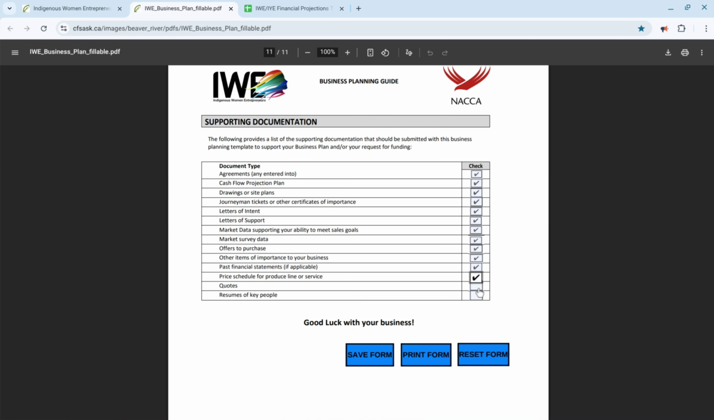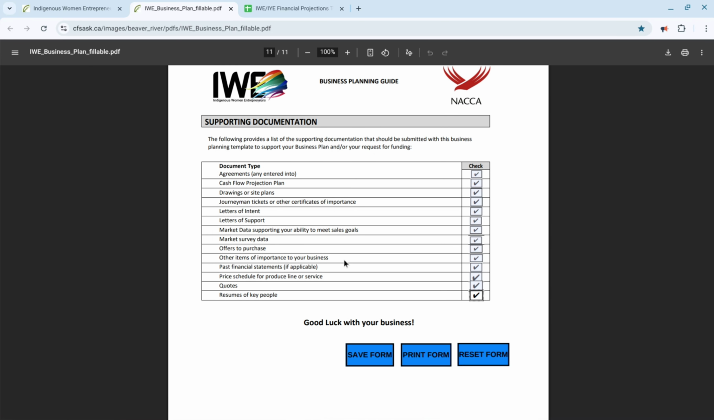Next would be quotes. So again, you're required to have quotes if you are making purchases over $1,000 in this case. So if you're purchasing a work truck or some kitchen equipment or things like that, just provide a quote. And then lastly is resumes of key people. So particularly the owner or owners of the business, maybe some key people in the business like managers that you have. For any of these that are relevant, make sure that you attach them with this business plan.